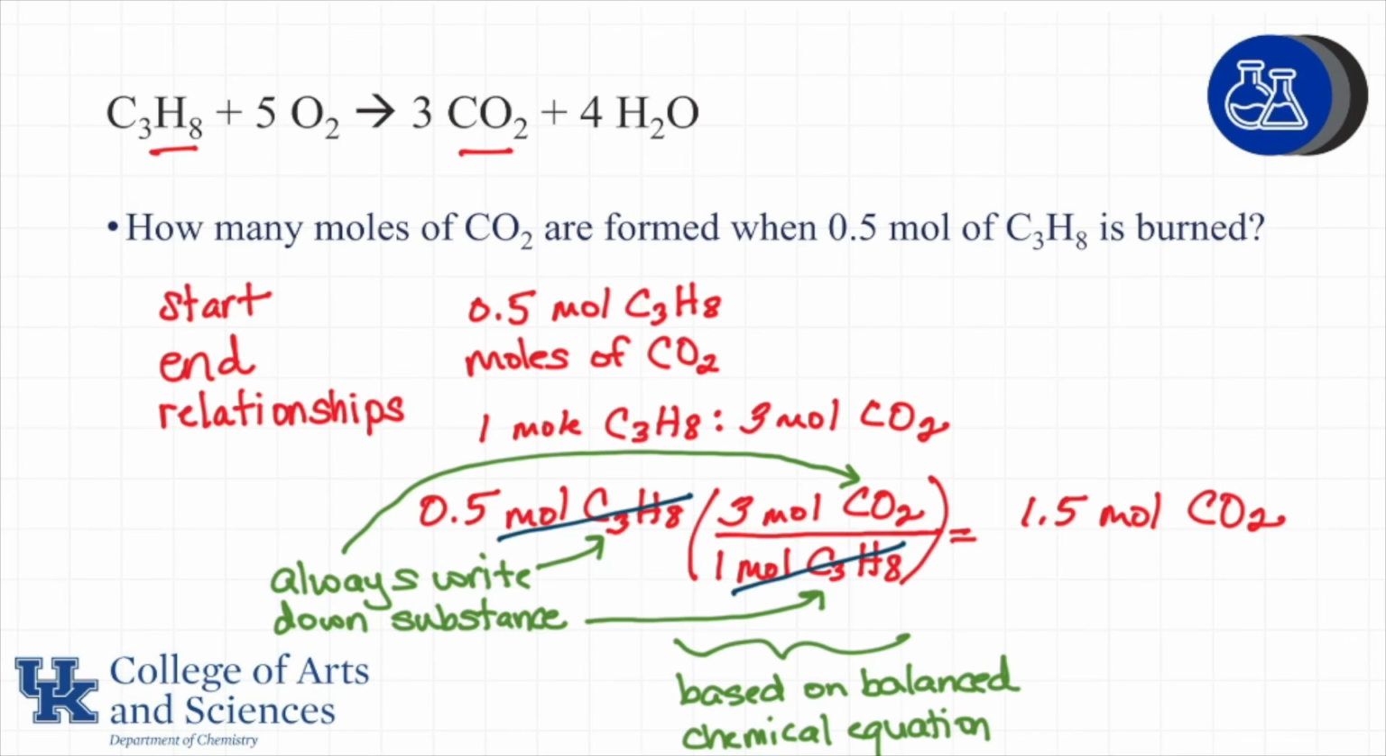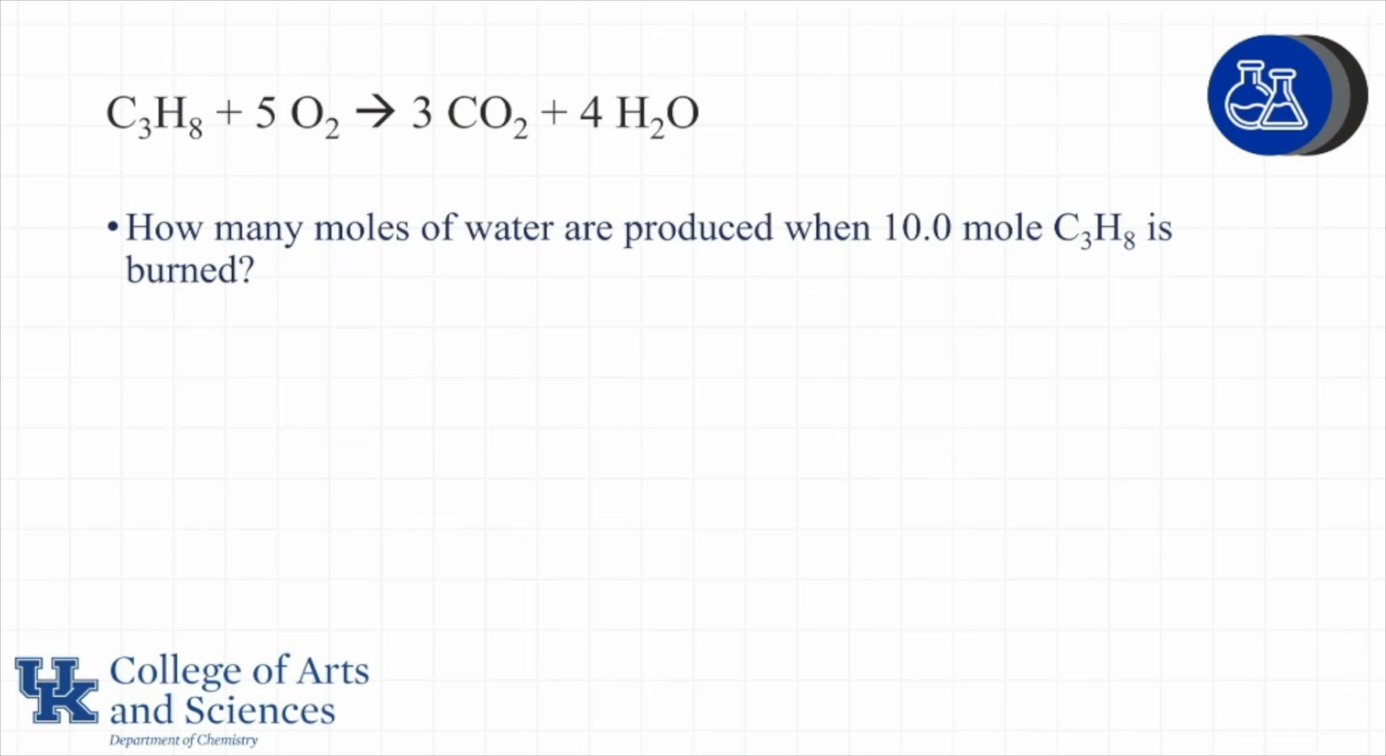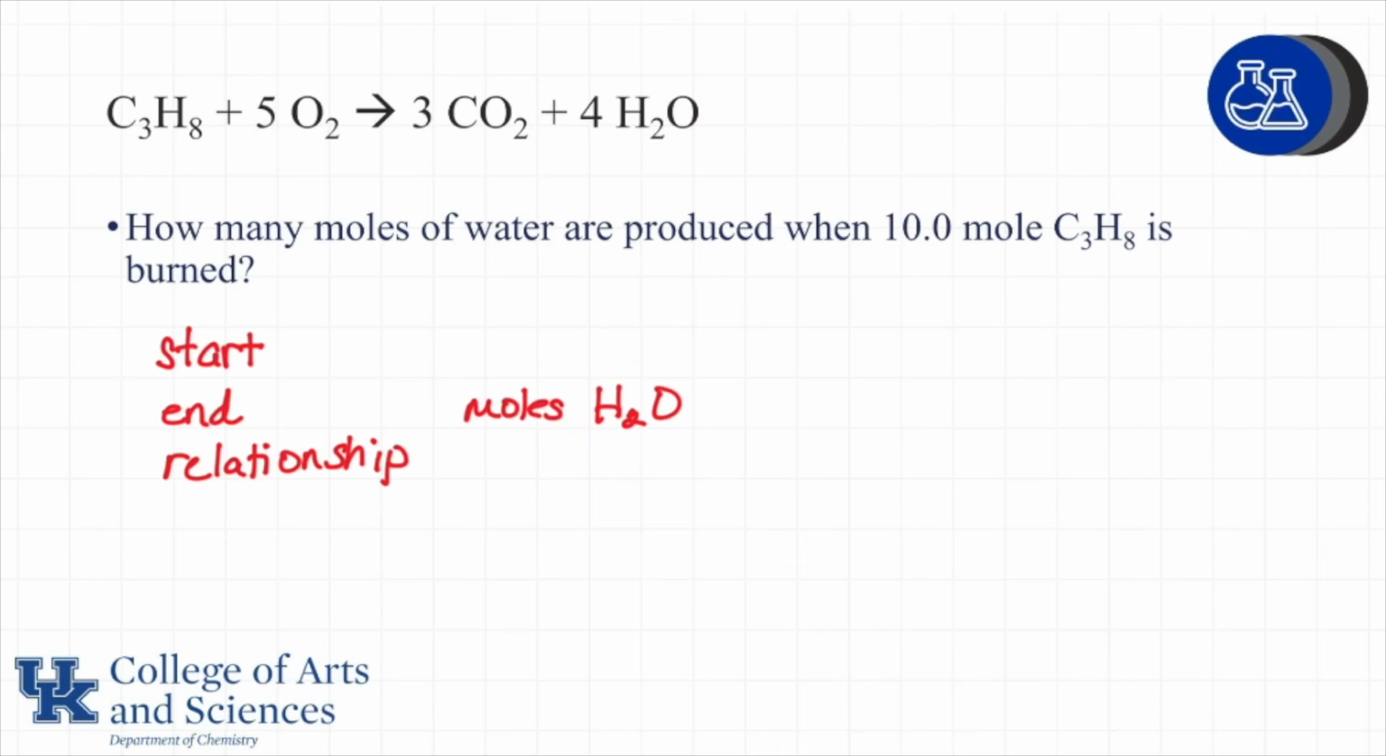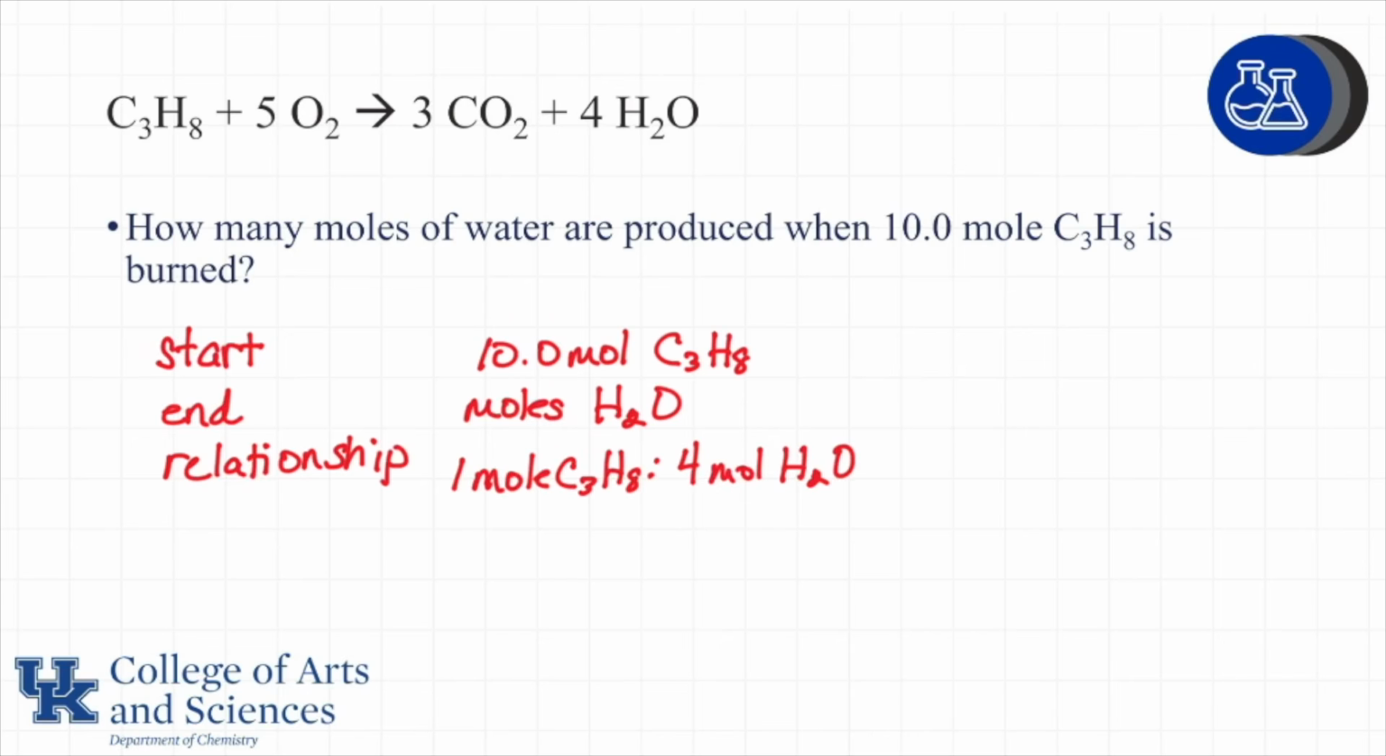How many moles of water are produced when 10 moles of C3H8 is burned? We're given a balanced chemical equation. We're going to do the same thing as before: our start, our end, and our relationship. How many moles of water is going to be our end because that's what we're trying to find. Our start is the 10 moles of propane because that's what we're given. And the relationship we know between those is 1 mole of C3H8 to 4 moles of water.